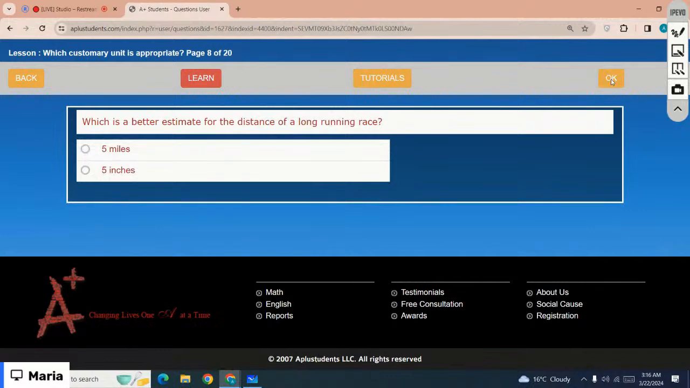Which is the better estimate for the distance of a long running race? 5 miles, 5 inches. Yes, 5 miles because that is a long running race. That would be 5 miles.